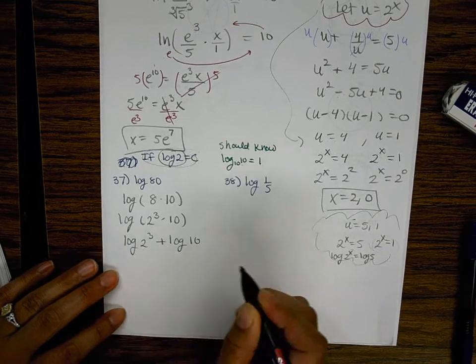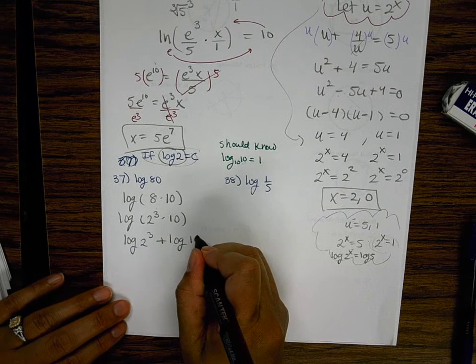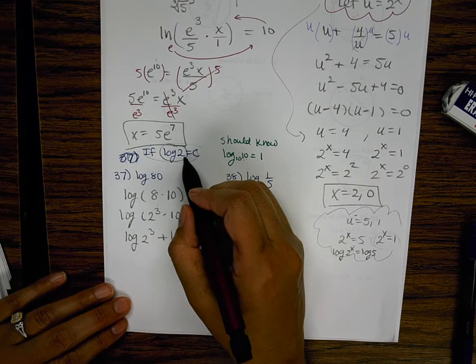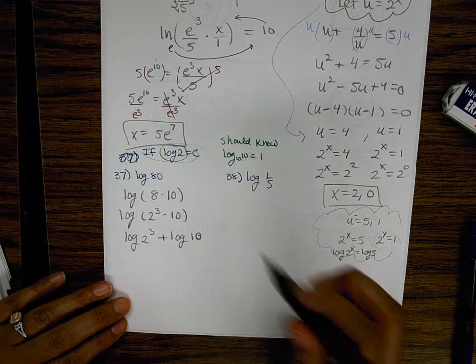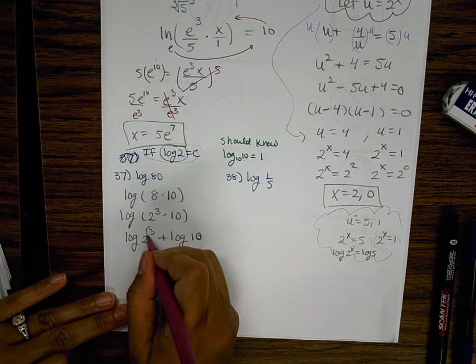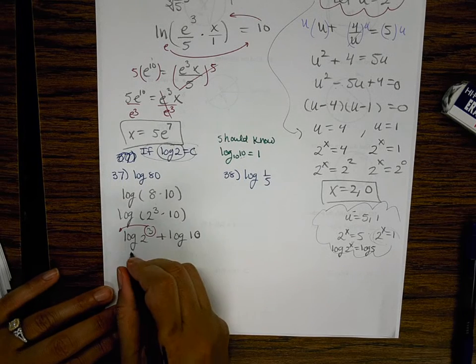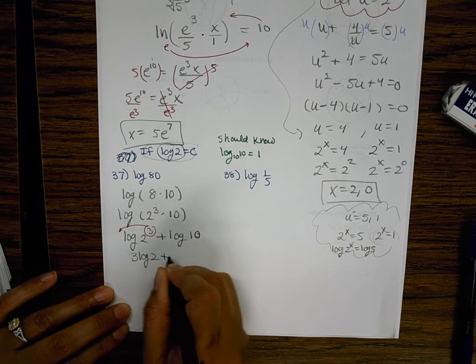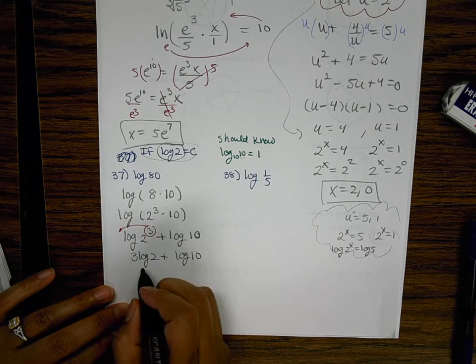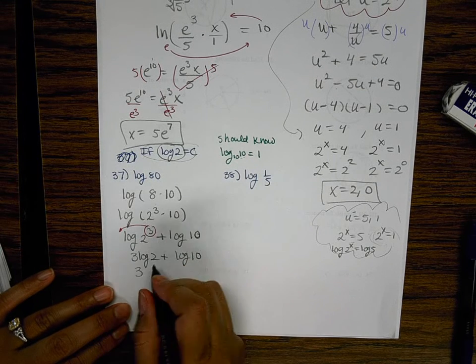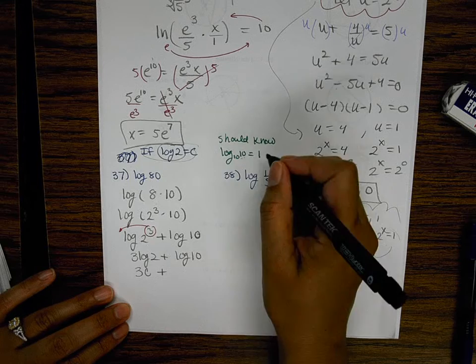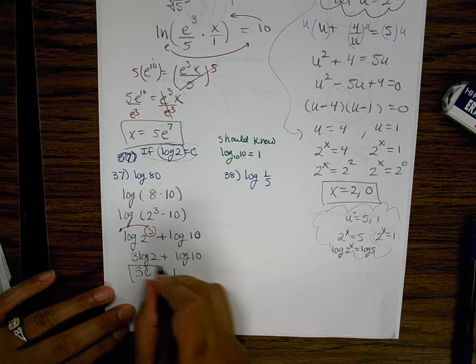And I'm still not ready to plug in the c because I don't have a cubed over here. I cannot just throw it in there. So I have to bring my power down, and it's 3 log 2 plus log of 10. So now I can plug it in. 3 times log of 2 is c, so 3c plus log of 10 is 1, 3c plus 1.